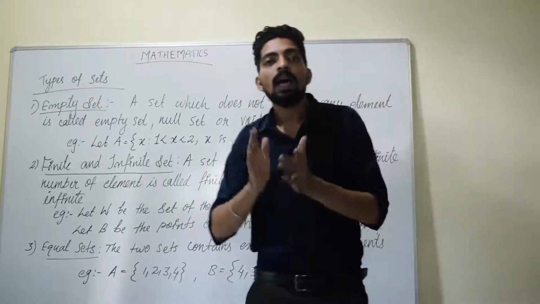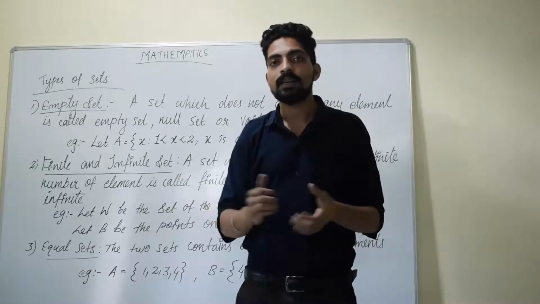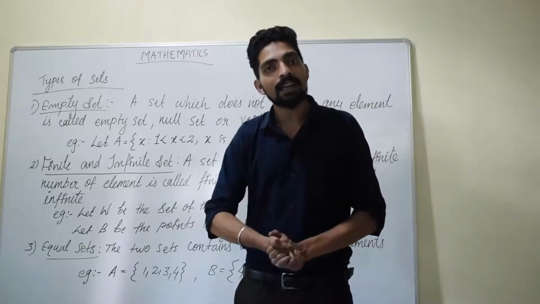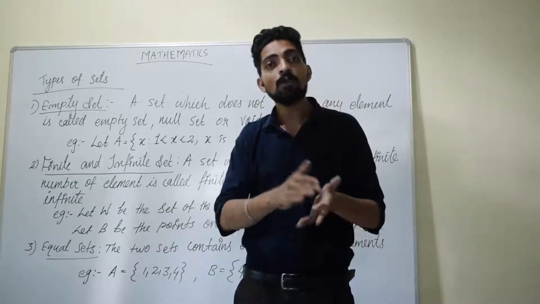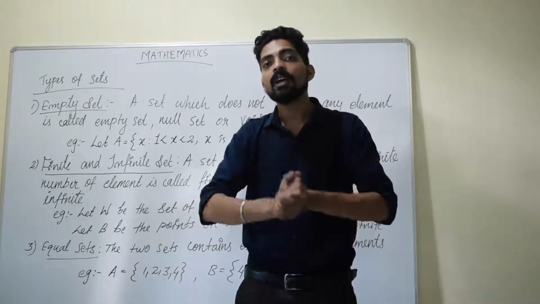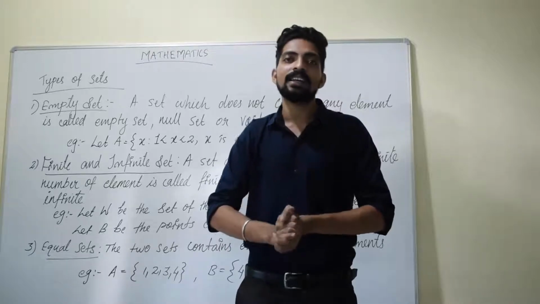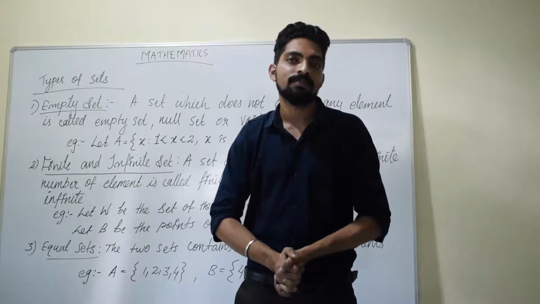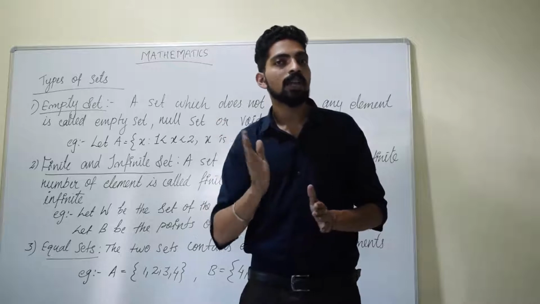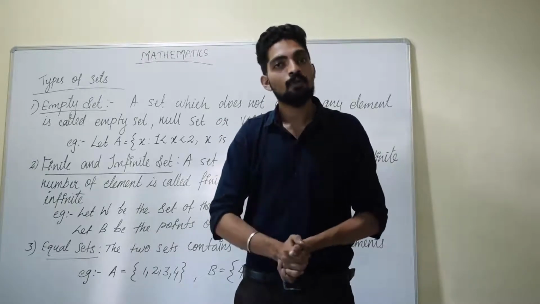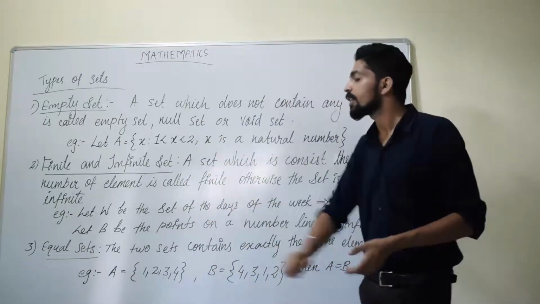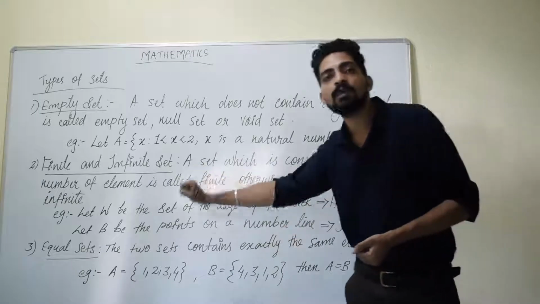A simple example: the set of all x such that x is a natural number less than 10. This set is a finite set. In the same way, the set of all x such that x is a natural number: we can write 1, 2, 3, 4, 5, but the set is not finite. That set is called an infinite set. I have given two examples here.